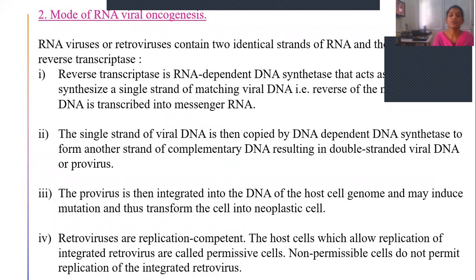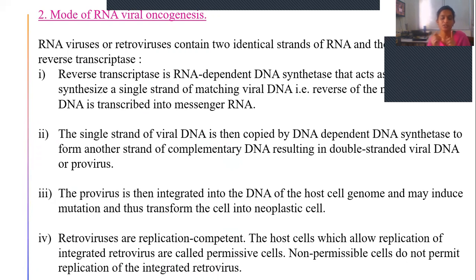And then the mode of RNA viral oncogenesis. RNA viruses are also called retroviruses. They contain two identical single strands of RNA, and also an enzyme called reverse transcriptase. This reverse transcriptase is RNA dependent DNA synthetase.